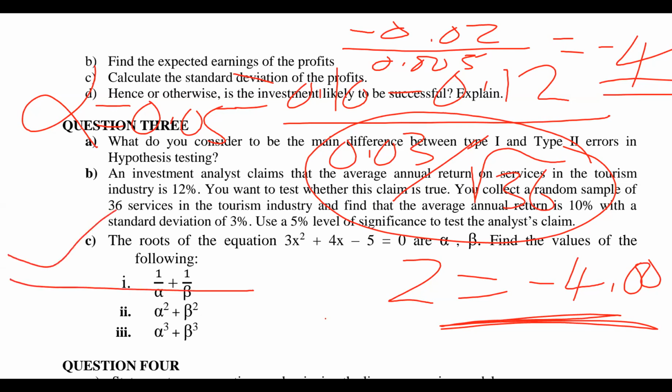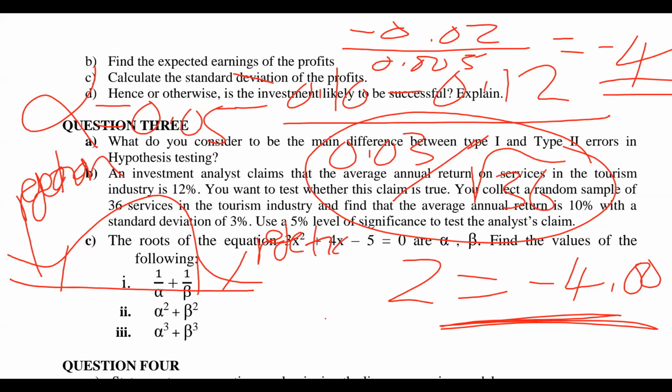Where is alpha? Alpha is always in the what? In the rejection region, isn't it? Alpha is always in the what? In the rejection region. If you remember very well, this we said is an acceptance region.